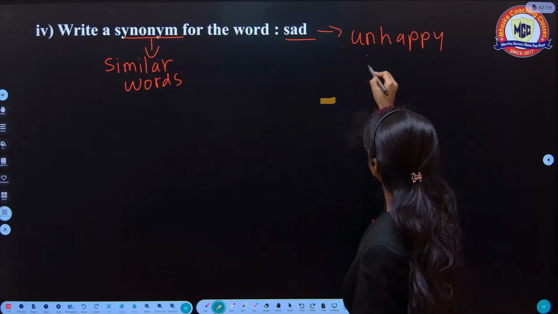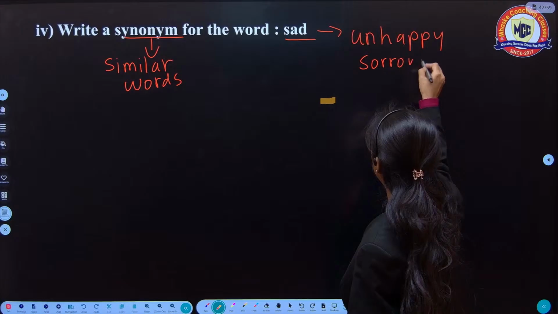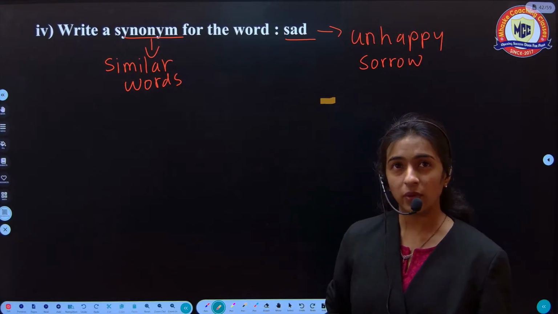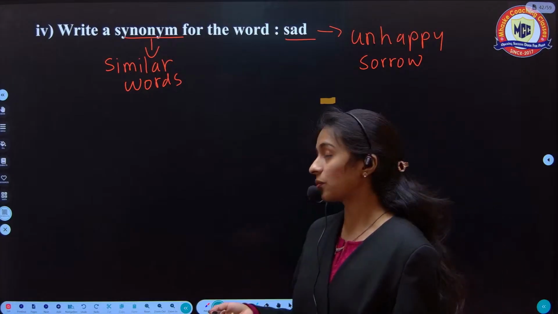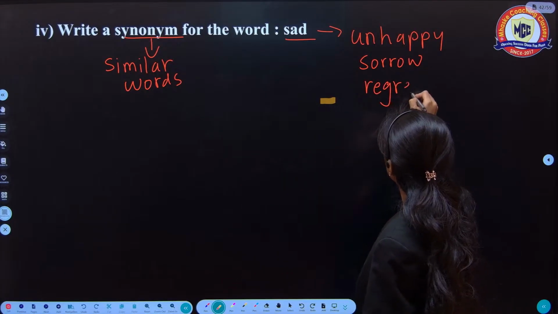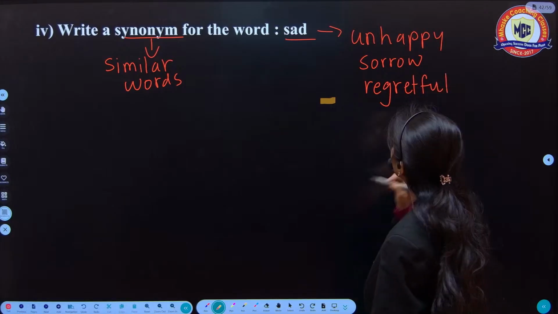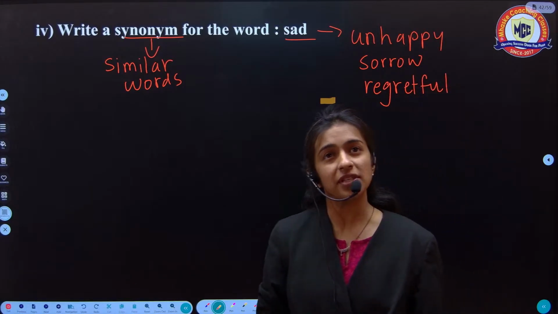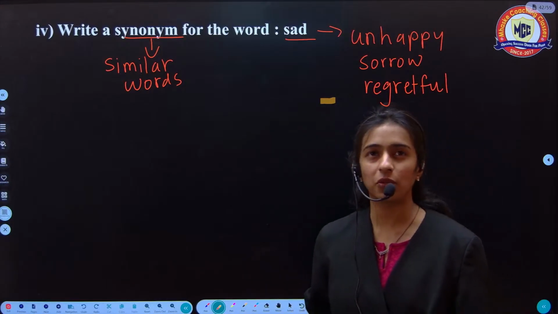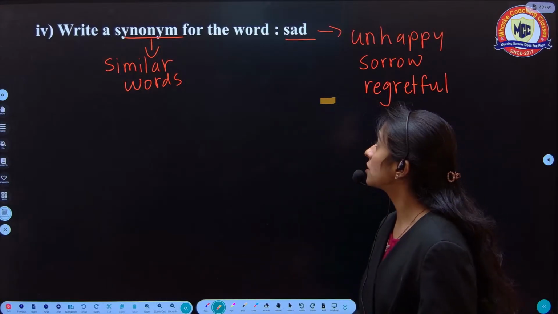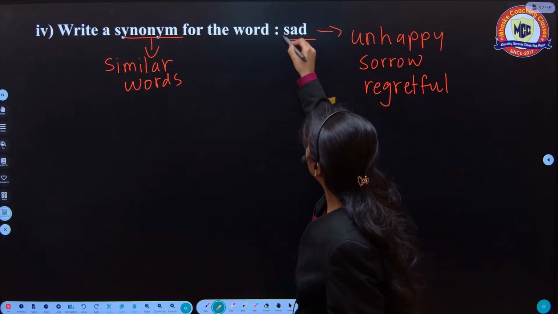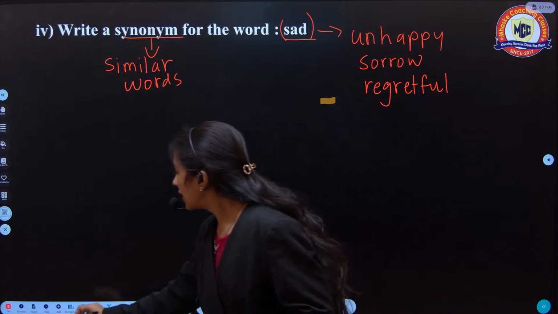Unhappy, sorrowful, or sorrow. What else do you remember? There are multiple answers to this question. Sorrow, regretful. These are the similar words for sad. You can go with anything. Unhappy is the easiest one. You can go for that. But whenever they ask you for synonyms, don't forget that you have to write a similar word for the given word. Okay? Let's move ahead.